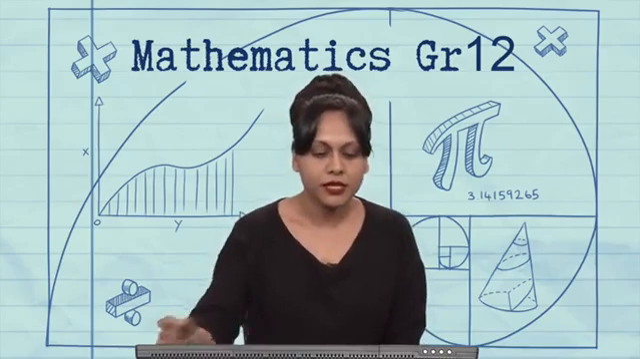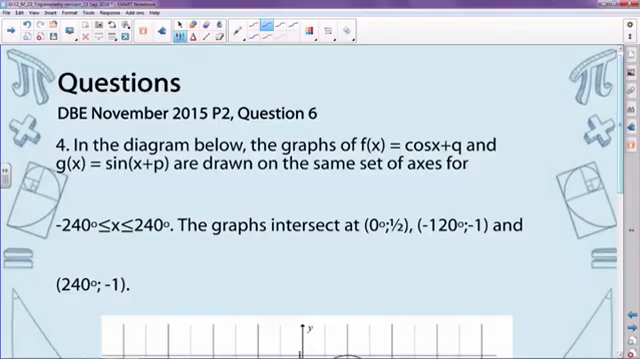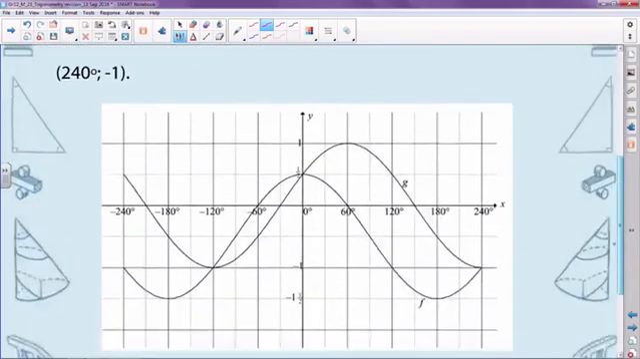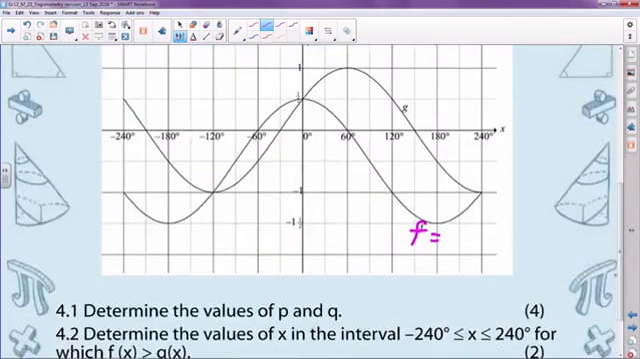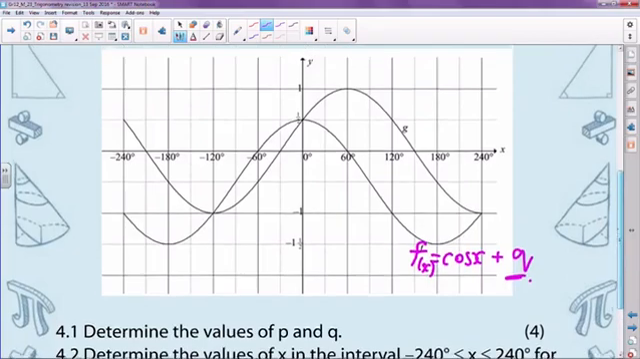Okay, so you are told that in the diagram below, the graph of f of x is equal to cos x plus q. So let's identify f. On my axis, I see that is the graph of f, f is equal to cos x plus q. So already you should start thinking about what's happened to this graph. I see a plus q, so in my mind, I start thinking there is a vertical shift, which there has been, of course.